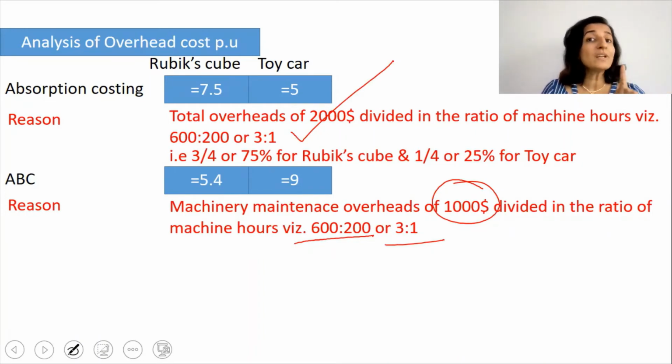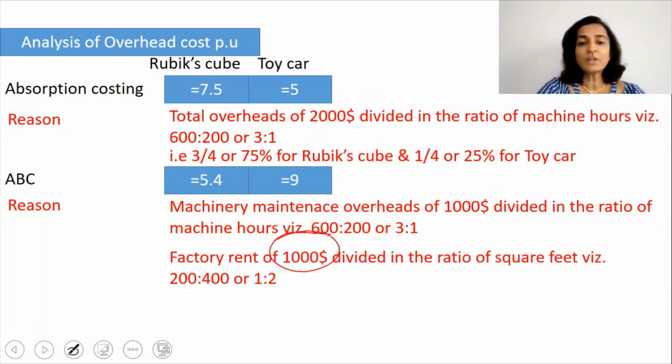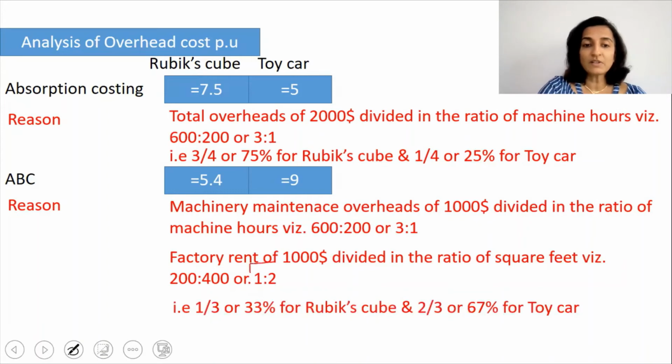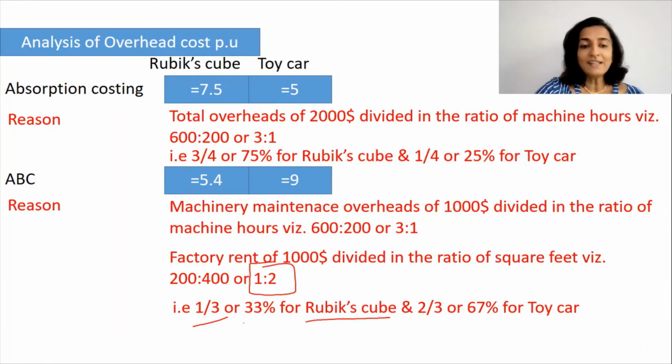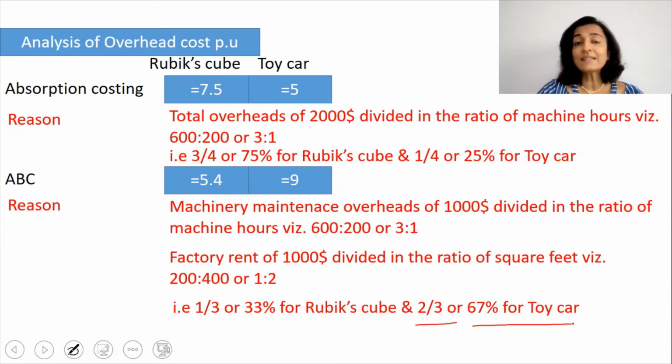The second cost pool is the factory rent. Let's check out the ratio in which that has been divided. So the factory rent of $1,000 has been divided in the ratio of the square feet, that is 200:400 or 1:2. That is 1/3, because it is 1:2. Only 1/3 share is going for Rubik's Cube, or only 33% is going for the Rubik's Cube, and 2/3 or 67% is going for the toy car. This is the reason for the difference.